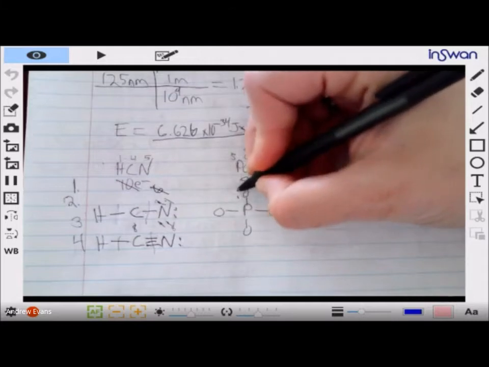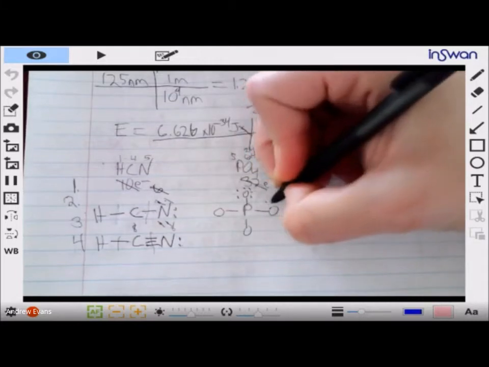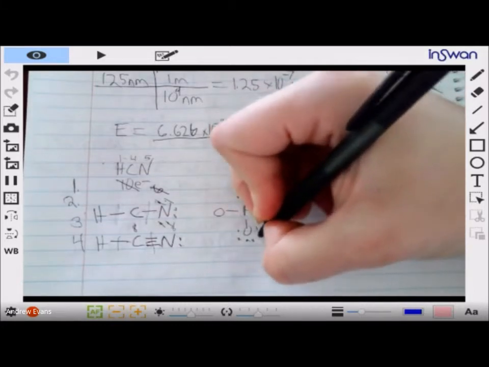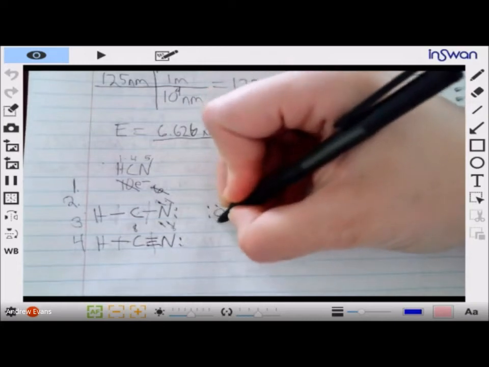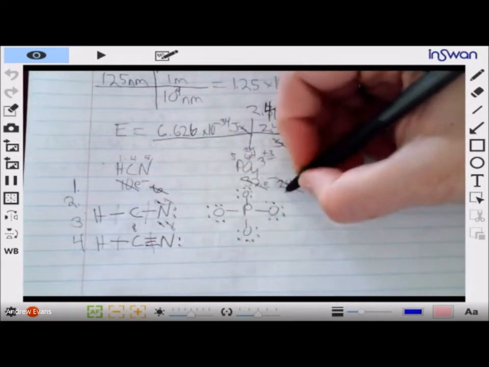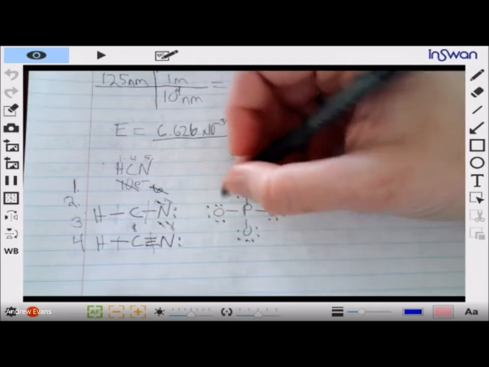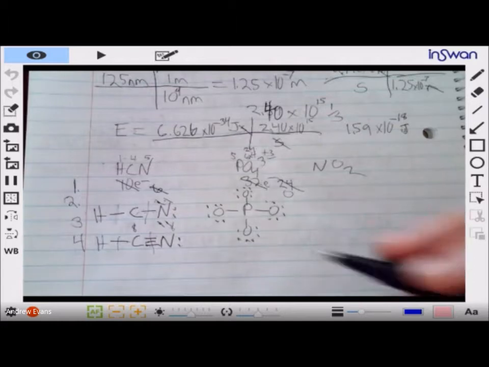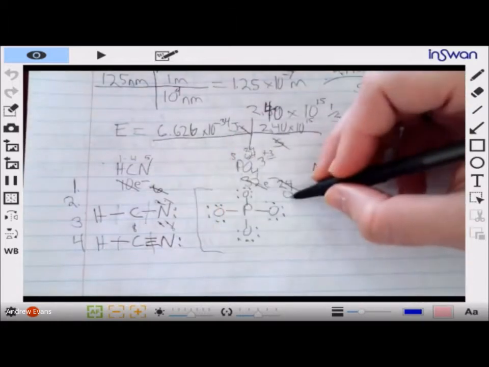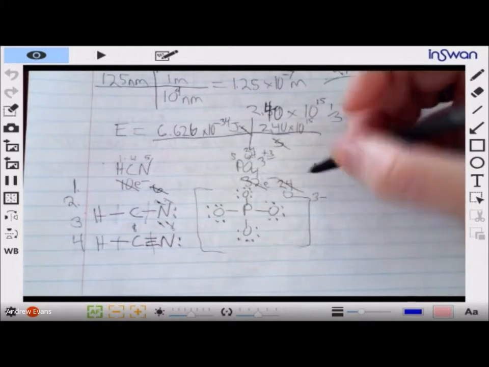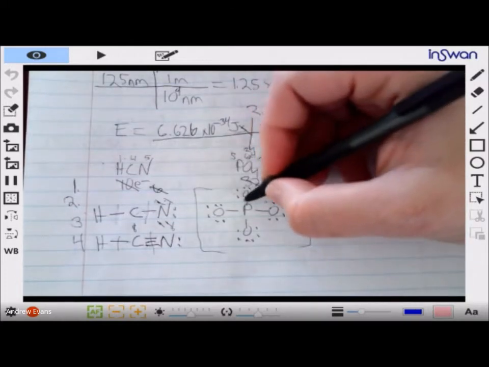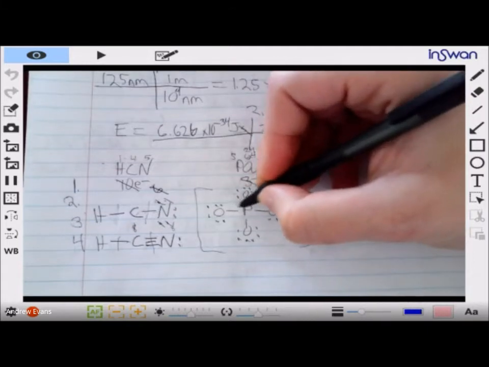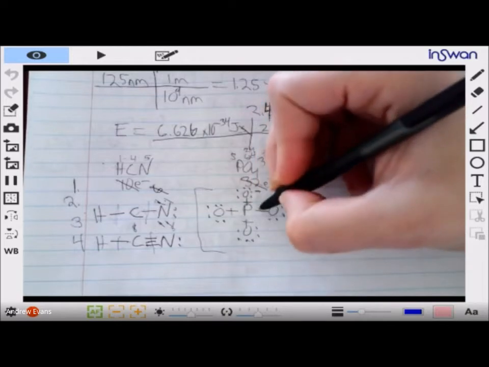Now we're going to put 6 on each because these are the outer atoms. That gives all oxygens an octet. And the phosphorus has an octet. Is that a valid structure? Yes. Is that the only structure? No. Because right now, if I count this, every oxygen has a formal charge of -1. Phosphorus has a formal charge of +1.